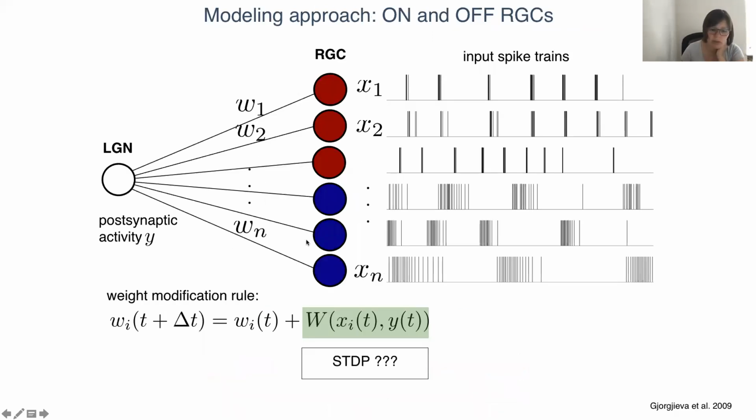So we use the same modeling approach that we showed before. We have a postsynaptic neuron, in this case in the lateral geniculate nucleus, that receives these on and off inputs.